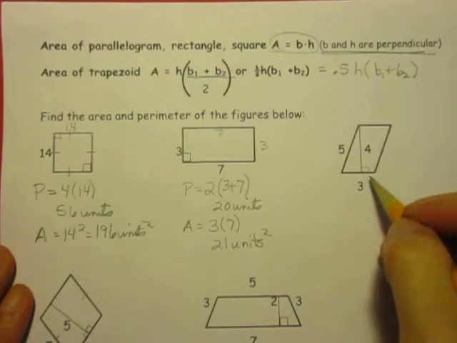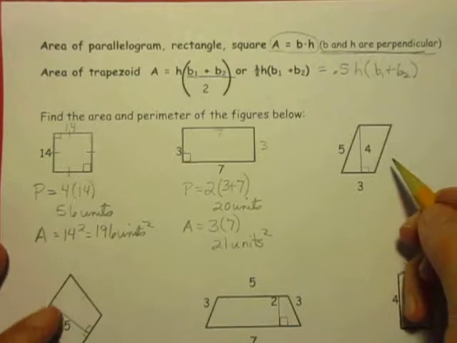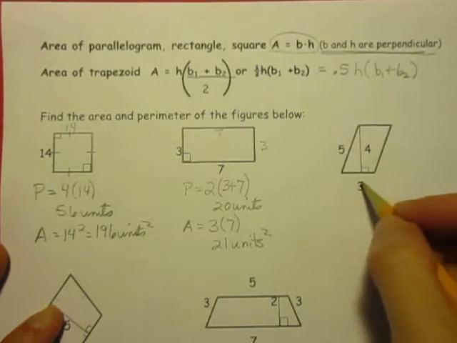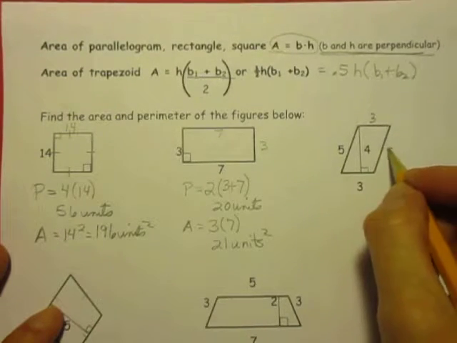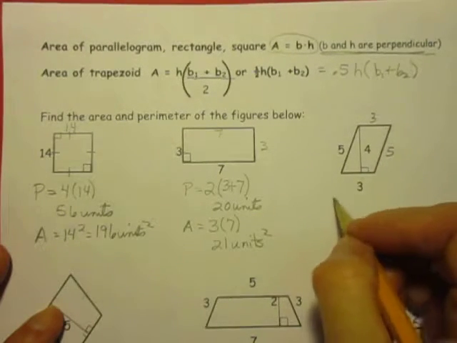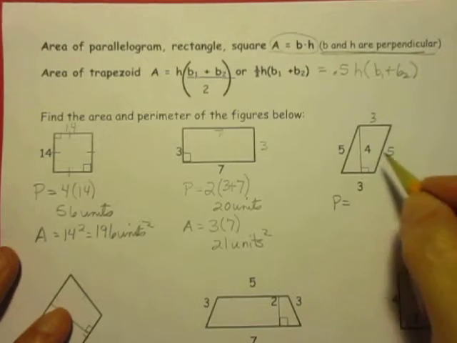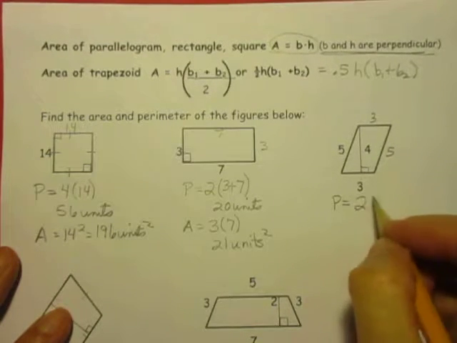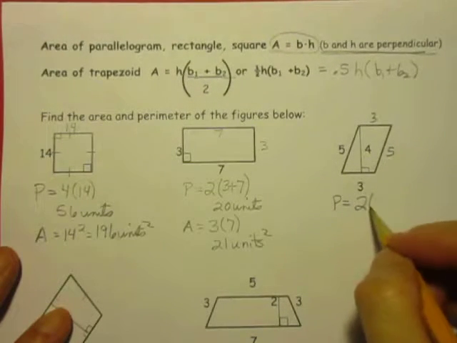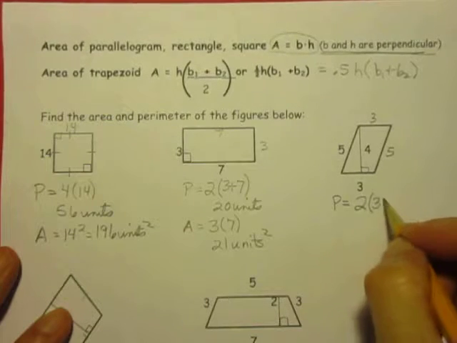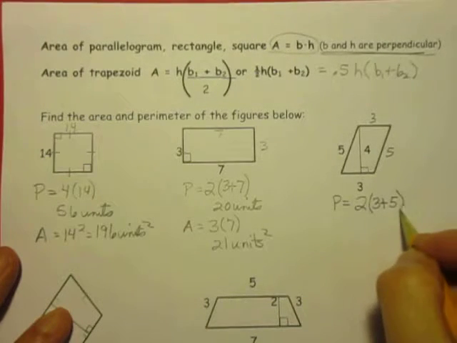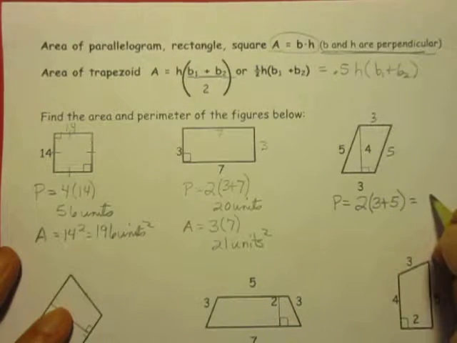Okay, moving on to the next one. You need to recognize that opposite sides are going to be parallel and equal to each other, so we could use that same approach here if we were working on the perimeter. You can add them all up, or you can say there's 2 of each of them, so I can put 2 outside the parentheses and say the sum of 3 plus 5, which would give us a perimeter of 16 units.